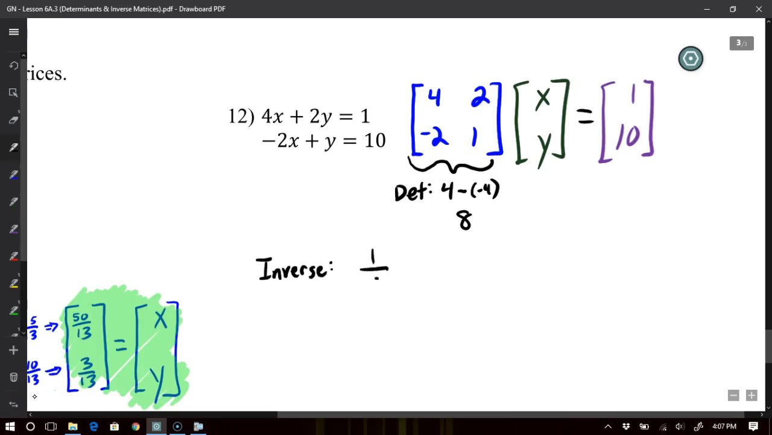So for my inverse, I'm going to have 1 over 8, scalar multiplication. A and D trade spots, 1 and 4 will switch. Change the sign of B, so this one becomes negative 2. Change the sign of C, this one becomes positive 2.